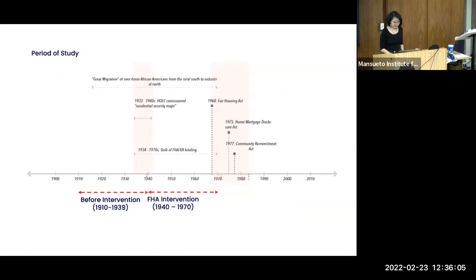I'm primarily interested in the period between 1940 and 1970, which are the main decades that the FHA was active. In my analysis, which I'll talk about later, I'm also looking at the decades before 1940, to understand the landscape of housing, socioeconomic conditions, and racial dynamics before FHA intervention. These may have influenced variation in FHA activity.